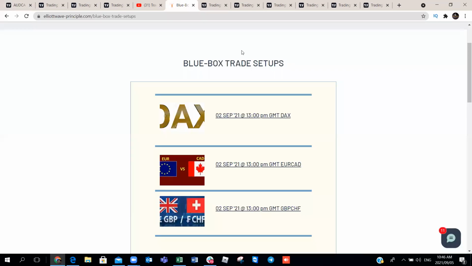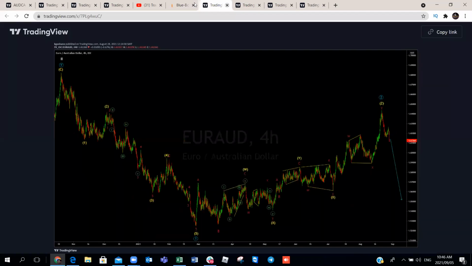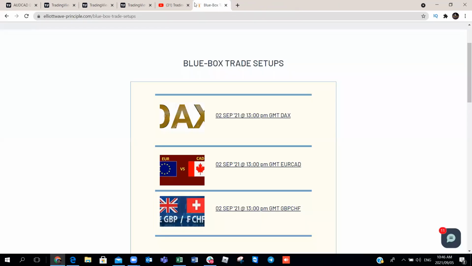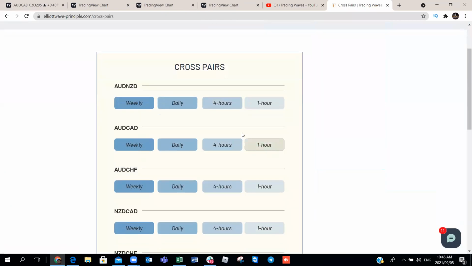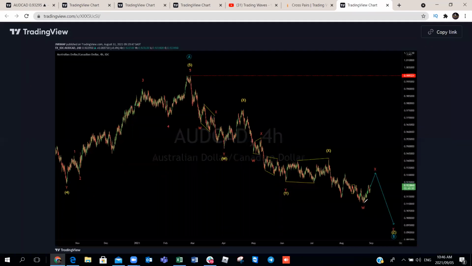AUDCAD, let's go to the crosses and just look at the crosses. Right, so that's AUD New Zealand, AUDCAD. We're looking for this one to continue to push to the upside. We are currently here on AUDCAD. We've reached that level. We're now looking for this to continue to the downside.